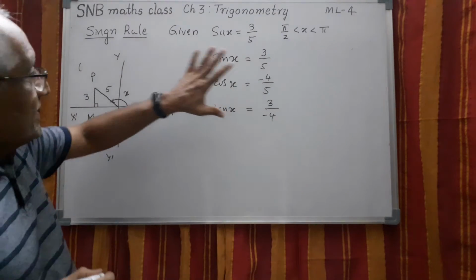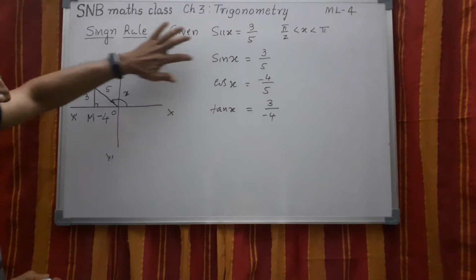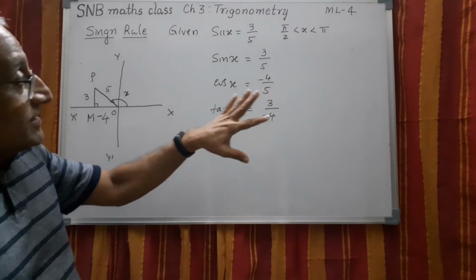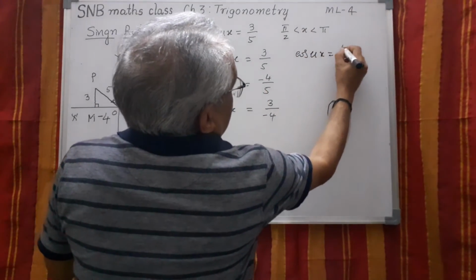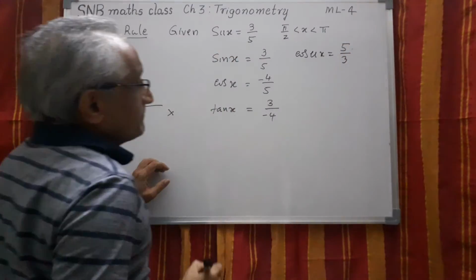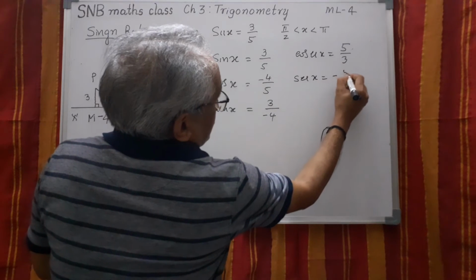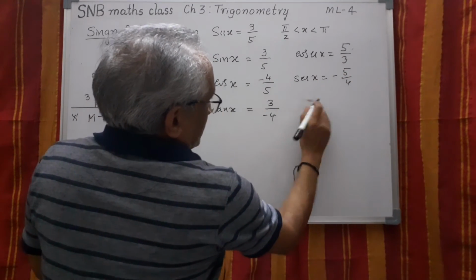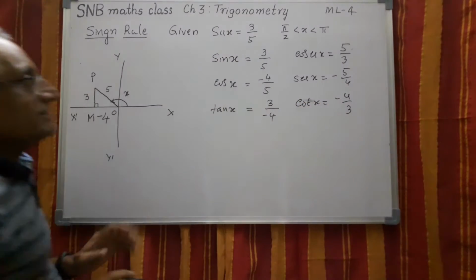So you can see in the second quadrant, sine is only positive, the remaining ratios are negative. Now the question is to find the remaining trigonometric ratios also. Definitely cosec x will be the reciprocal, so it is 5 by 3, and sec x will be equal to minus 5 by 4, and cot x will be equal to minus 4 by 3. So this is the method.